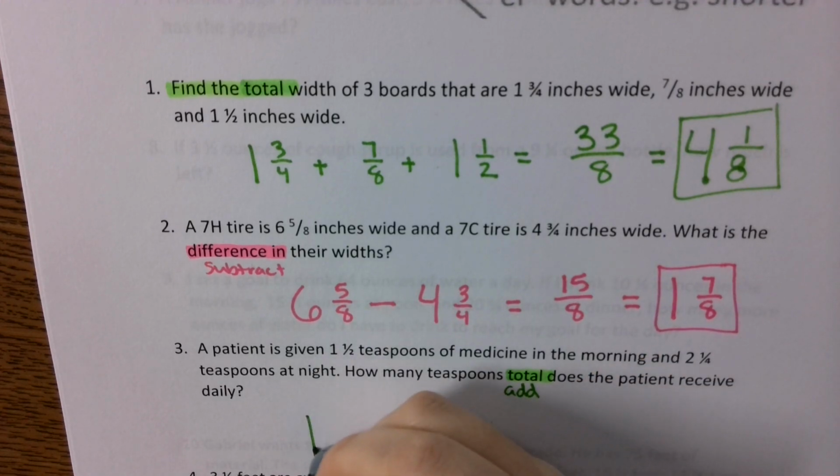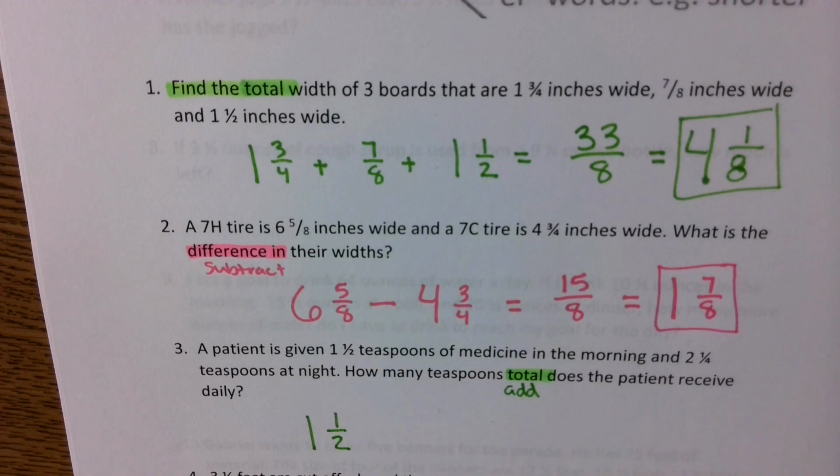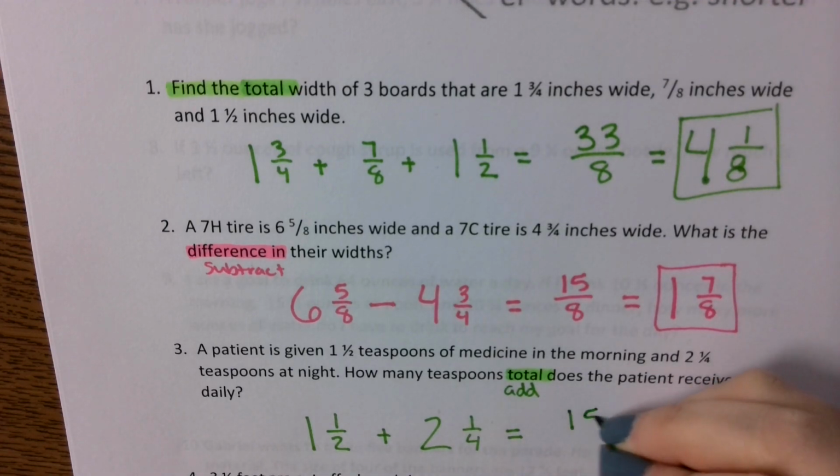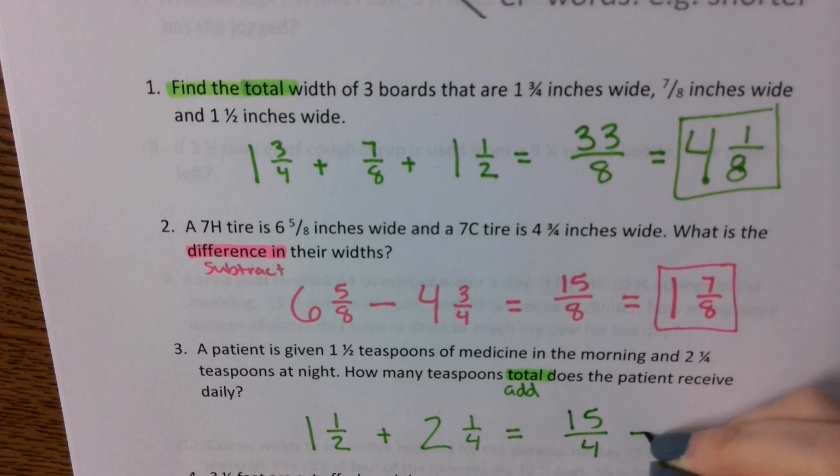So we're going to take the 1 1/2 teaspoons that are in the morning. We're going to add it with the 2 1/4 teaspoons at night. Okay, 1 1/2 plus 2 1/4. What is that as an improper fraction? Okay, so that's the mixed number. Yeah, as an improper, it's 15 over 4. Okay, so 15 over 4, and then Coven gave us the mixed number, 3 3/4.